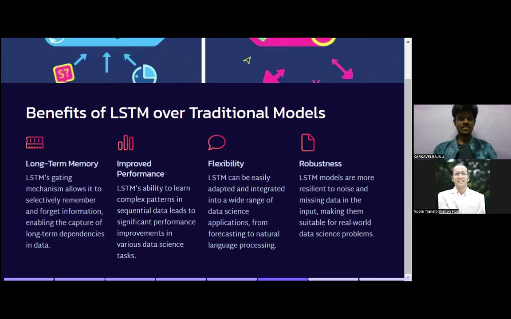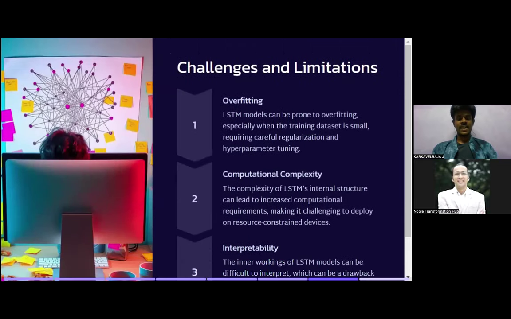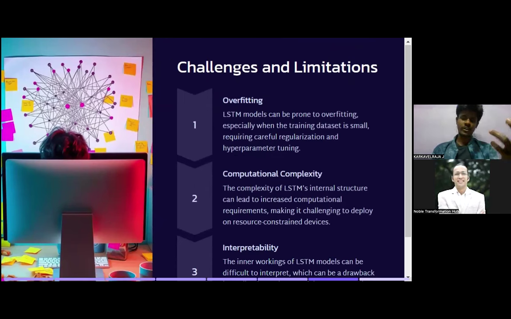Yeah, sure, sir. Let's move on. Okay. Challenges and limitations of LSTM, guys. There are two sides of the coin, right? Similarly, we have seen the benefits of using LSTM. Let us see what are the challenges that we have.